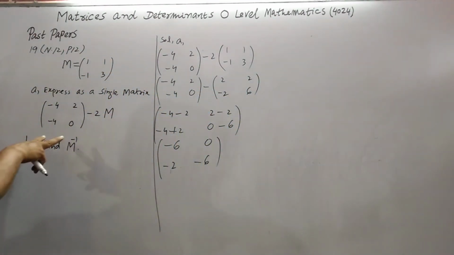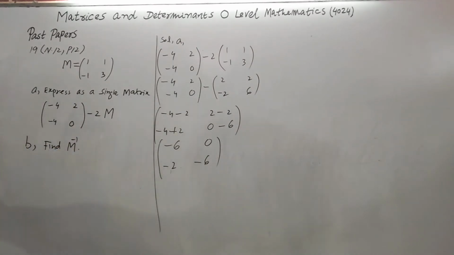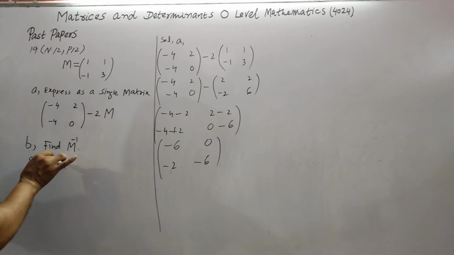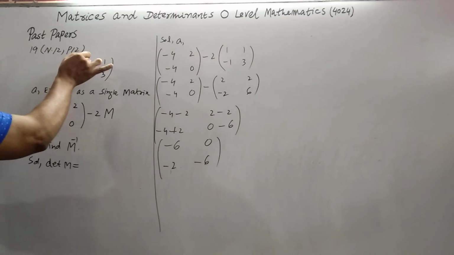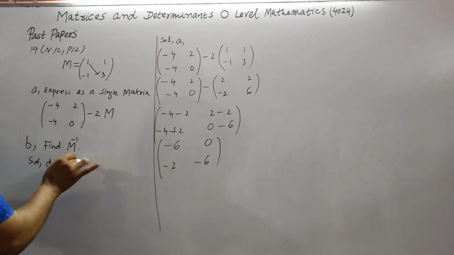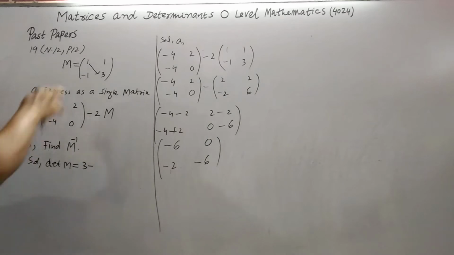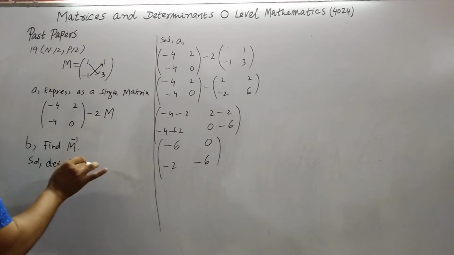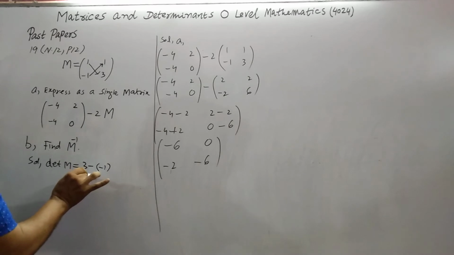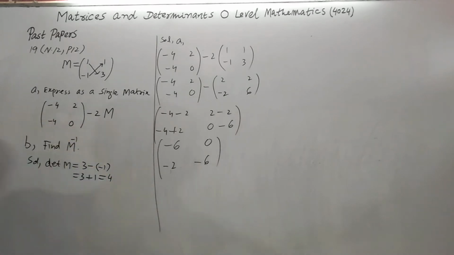Again, whenever we find the inverse of a matrix, we need two things. One is the determinant of the matrix. So we find the determinant of M. Multiply this by this. 1 3s are 3. Put minus sign and multiply this by this. -1 multiplied by 1 is -1. Minus minus 1, 3 plus 1 is 4. The determinant of matrix M is 4.